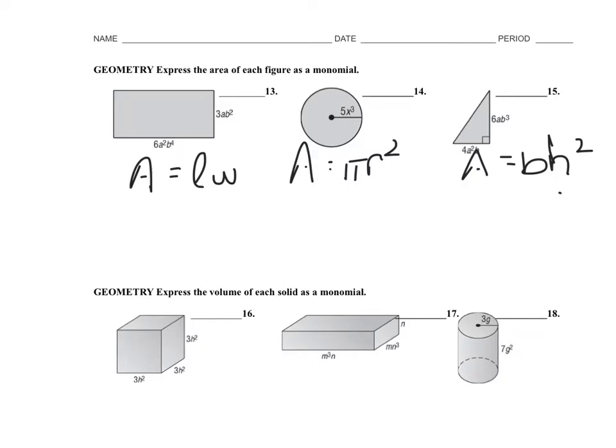For problems 13 through 18, we're still working with monomials, but in a different context. For 13, 14, and 15, we're going to be finding the area of each figure. And in order to do that, we need to know our area formulas. Start by writing the area for a rectangle, a circle, and a triangle in the space below each shape. Then pause the video and see if you can substitute in the monomials for each variable of each formula.